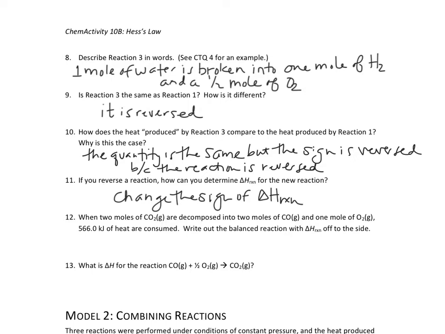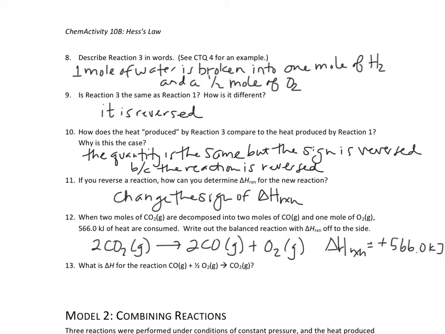When 2 moles of carbon dioxide are decomposed into 2 moles of carbon monoxide and 1 mole of O2, 566 kilojoules of heat are consumed. Let's write out how we would display that from a chemist's standpoint. So I'm going to write the reaction, and then I'm going to write the delta H of reaction off to the side. Now there's one thing I just want to make sure that we're all on the same page about, and that is the sign of the delta H.